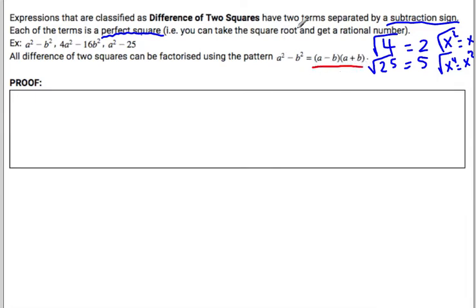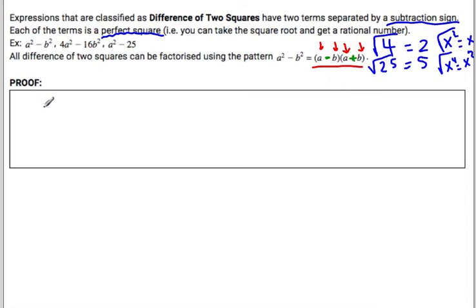Every difference of two squares question can be factorized into two brackets. Each bracket contains the square root of each term. My first term is a squared. The square root of a squared is a, and it appears first in each of these two brackets. The square root of b squared is b, and it appears second in each of these brackets. Then I just write two different signs in the brackets. One of my brackets has a negative sign, and one has a positive sign. All questions follow this exact same pattern. We'll do some examples in a second.